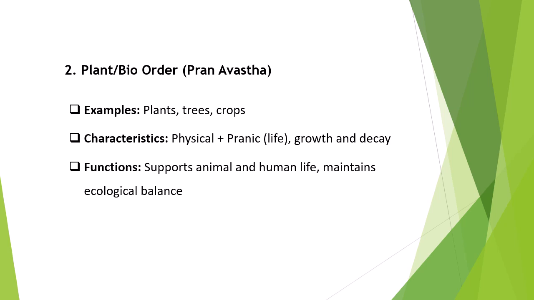Examples of plant order: plants, trees, crops. Characteristics: physical, pranic, growth and decay. Function: supports animal and human life, maintains ecological balance.